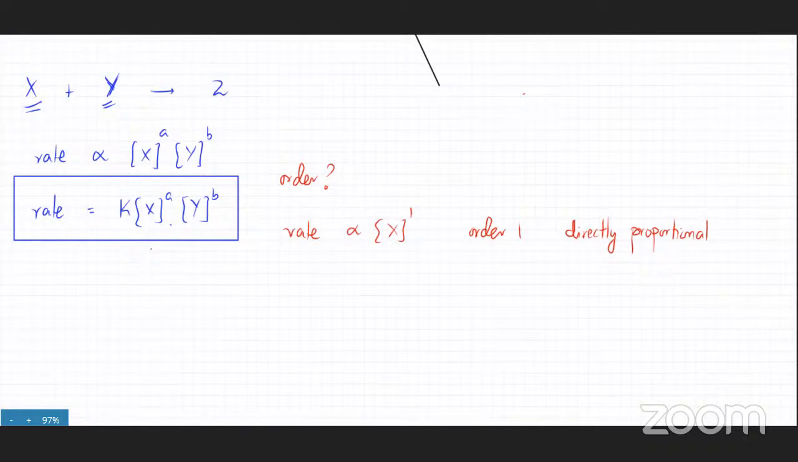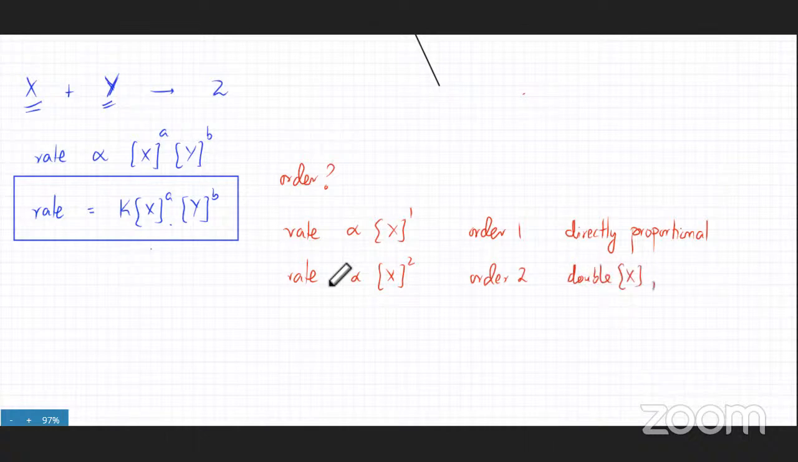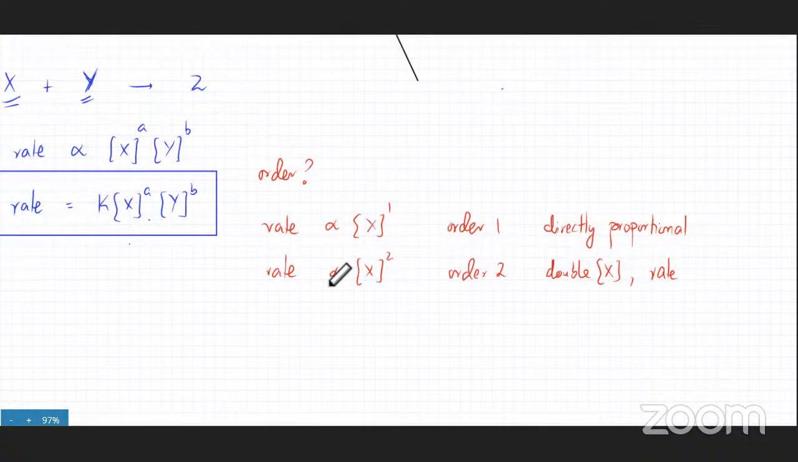Then you have rate proportional to the concentration of X, but the order is 2. So this one, rate is proportional to the concentration of X, and the order is now 2. That means that rate is very sensitive to the concentration of X. If you double the concentration of X, the rate would quadruple.